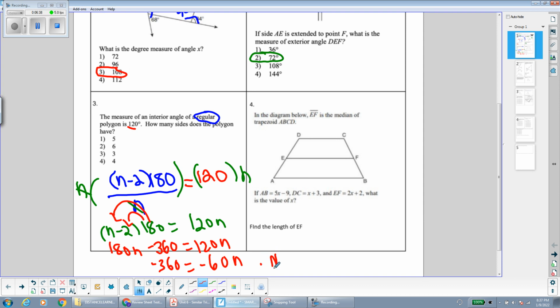And we get that n is equal to positive 6. So we see that this is a 6-sided shape, which is a hexagon.